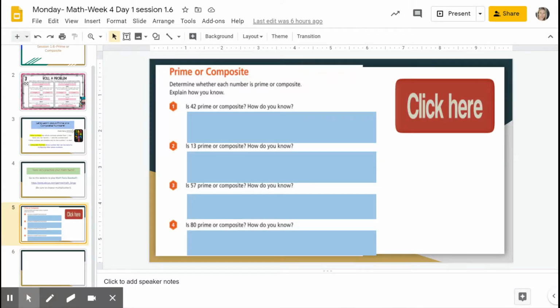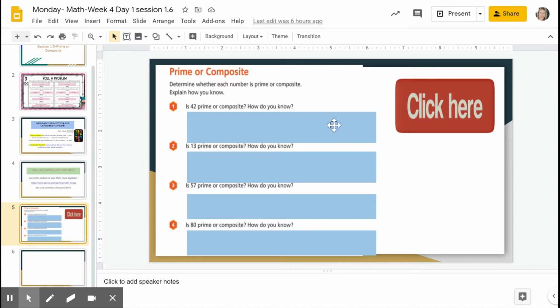All right, kiddos, so you watched a video about prime or composite, and you probably heard about it from third grade as well. So I don't think it's something that's new to you, but I really want to go over this slide with you to make sure you really know what prime and composite are.